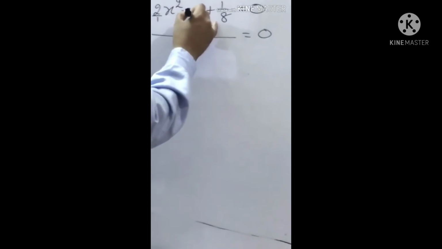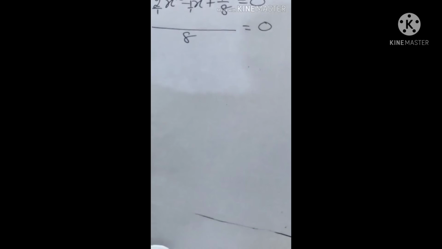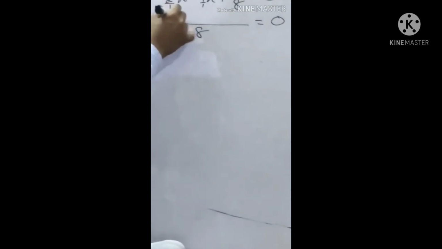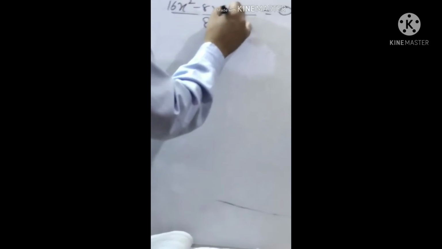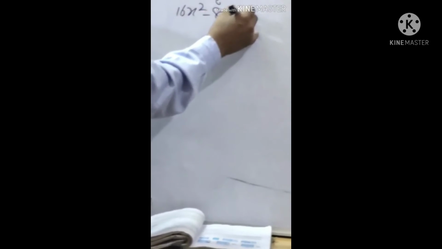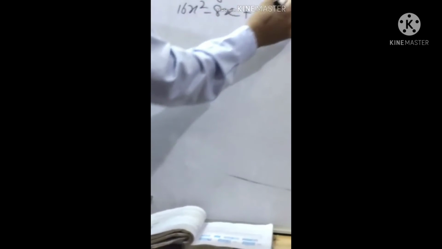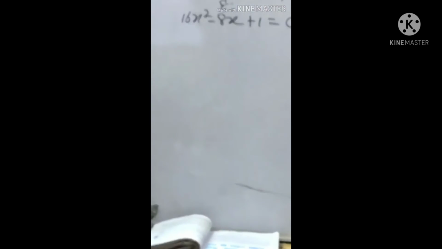So it is 2 upon 1, and 8 is 1 upon 1. Now 8 is the LCM. By taking the LCM, simplify. 8 ones are 8, 8 twos are 16, 8 ones are 8, and now it is minus 8x. 8 ones are 8, 1 one is 1. Now in the next step, what will you do? You cross multiply here. So 16x square minus 8x plus 1, 8 into 0, that is 0.